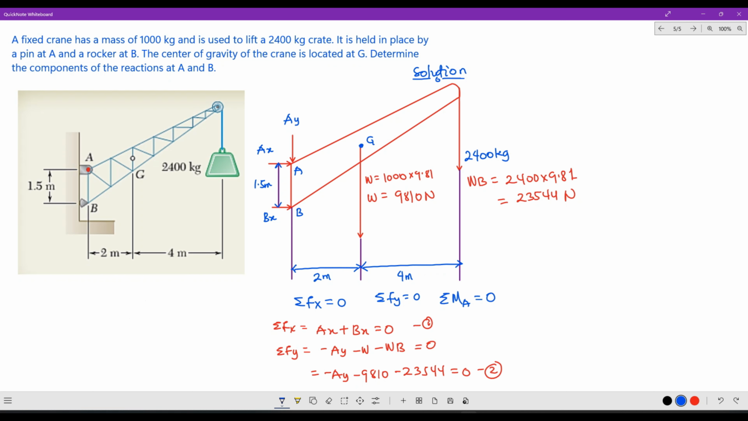Now let's consider the moment about point A.